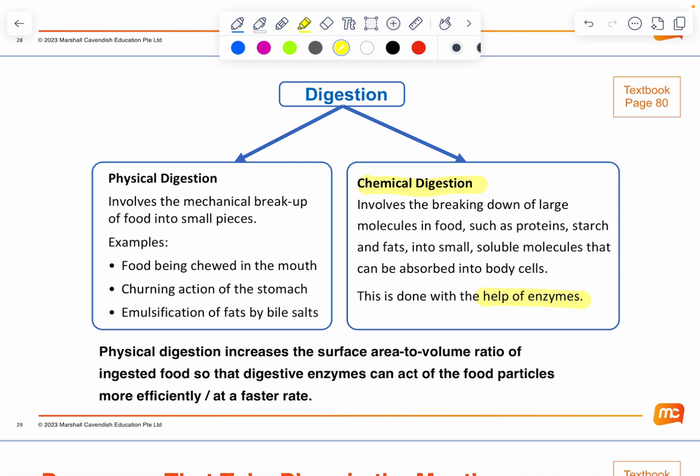On the other hand, for physical digestion, we are looking at how food is chewed in the mouth, so that's where the teeth come into play. The stomach has a churning action, a mixing kind of thing. And lastly, you have emulsification, which is usually done by bile salts stored in the gallbladder. The main intention of physical digestion is increasing the surface area to volume ratio of your ingested food, such that it improves the efficiency of your enzymes acting on these food particles. This will lead to a faster rate of digestion.